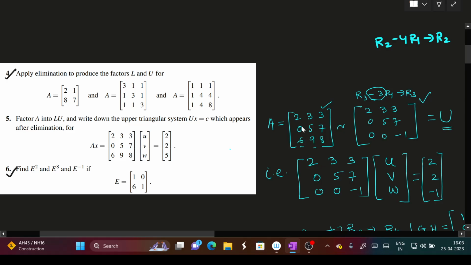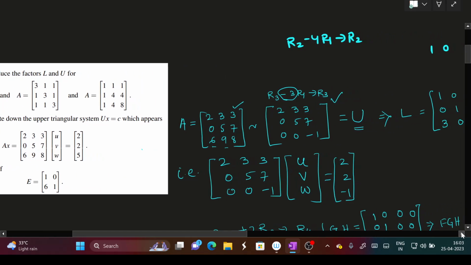Here A is the matrix [2, 3, 3; 0, 5, 7; 6, 9, 8], and we are expected to convert it into LU factorization. Then we have to find C such that UX is equal to C, and we are expected to write UX as well as C. So now let us do that.